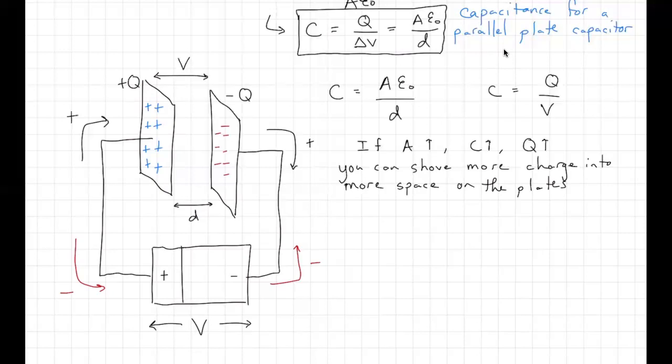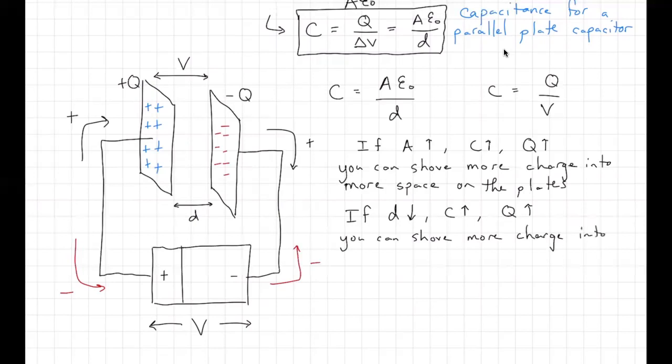So that means that if the distance between the plates goes down, the capacitance goes up and the charge on each plate also goes up because you can shove more charge onto the plates because there's increased polarization. There's a larger polarization effect between the plates. So you can shove more charge into the plates because of greater polarization.